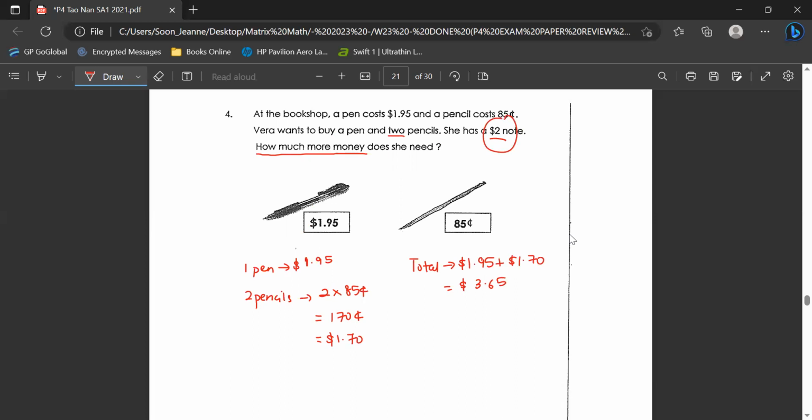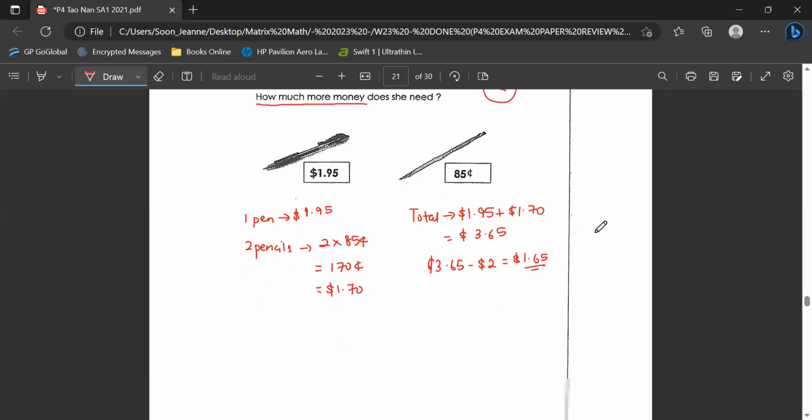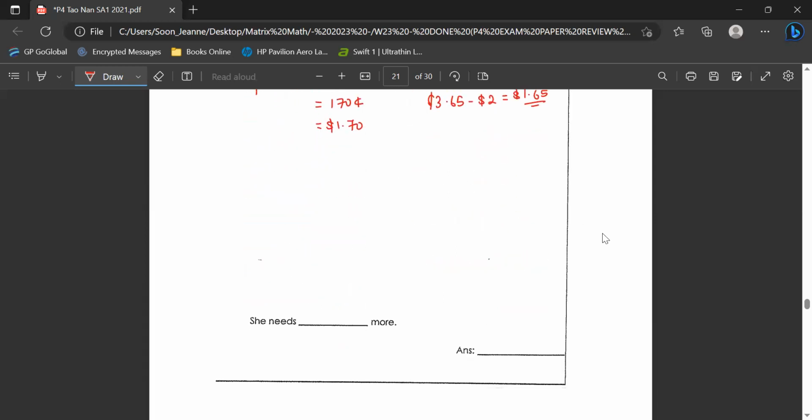But then she only has $2, which means she needs more money. She's short of money. So how much more does she need? We just take $3.65, subtract away $2. Your answer will be $1.65. So can you please write down: she needs $1.65 more. So write this down also for the last answer. Finalize your answer, $1.65.